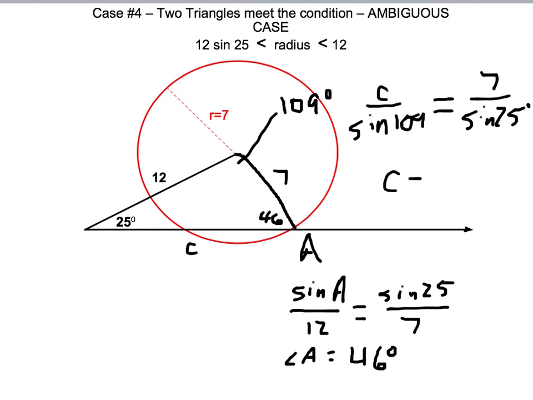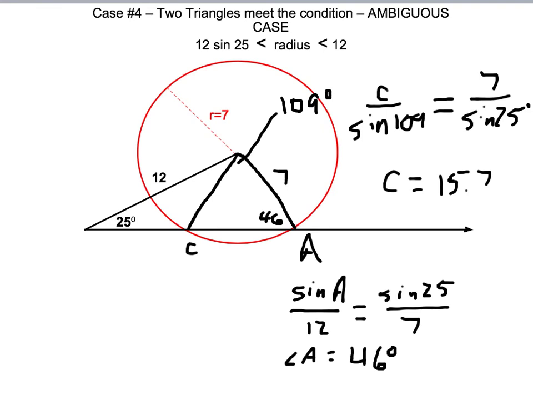You go through and solve this, you find that C ends up being, so we would have 7 sine 109 divided by the sine of 25, and I get 15.7 units. So now, since I have a triangle formed in this condition, that guarantees that there is a second triangle formed.